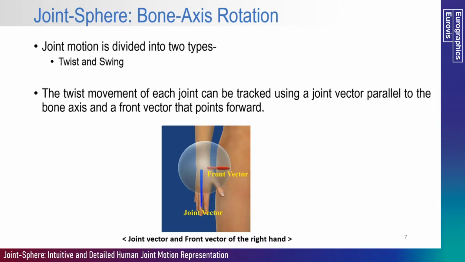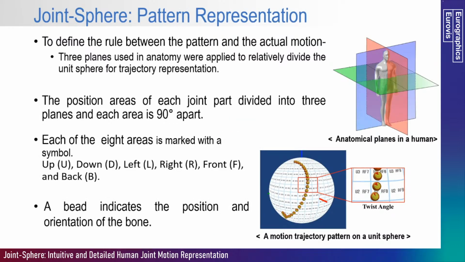To track the twist movement of each joint, we used a joint vector parallel to the bone axis and a front vector that points forward as shown in the figure. To establish a relationship between the body and the joint sphere, the sphere is divided into 8 parts in the same way as the anatomical planes as shown here. Each of the 8 segments of the sphere, which are 90 degrees apart, is marked with specific symbols with the starting letters of up, down, left, right, front and back. The beads indicate the orientation of the bone segments.